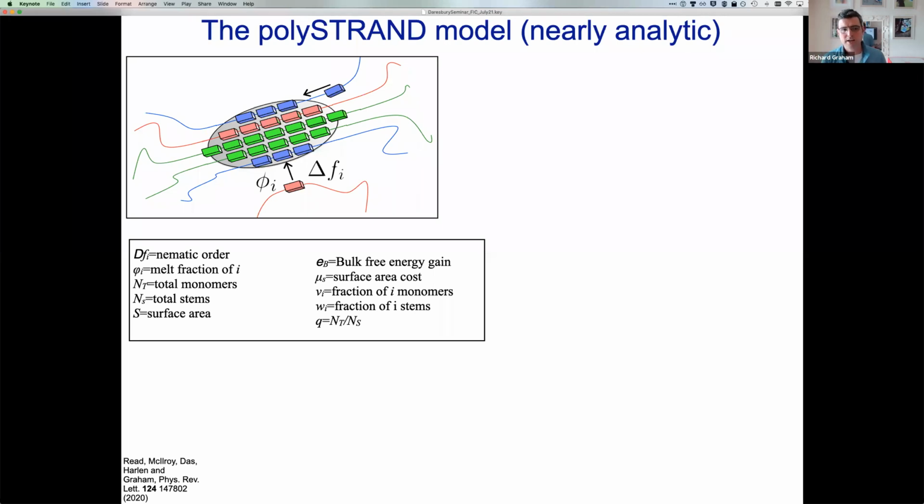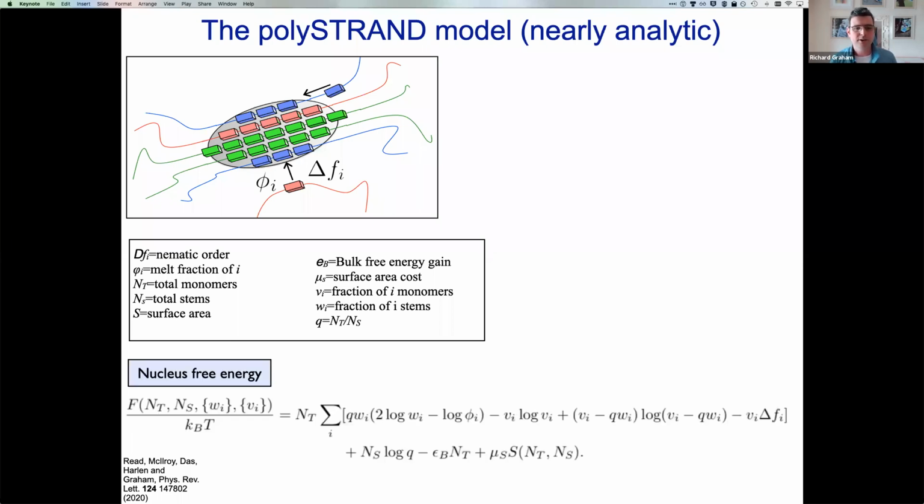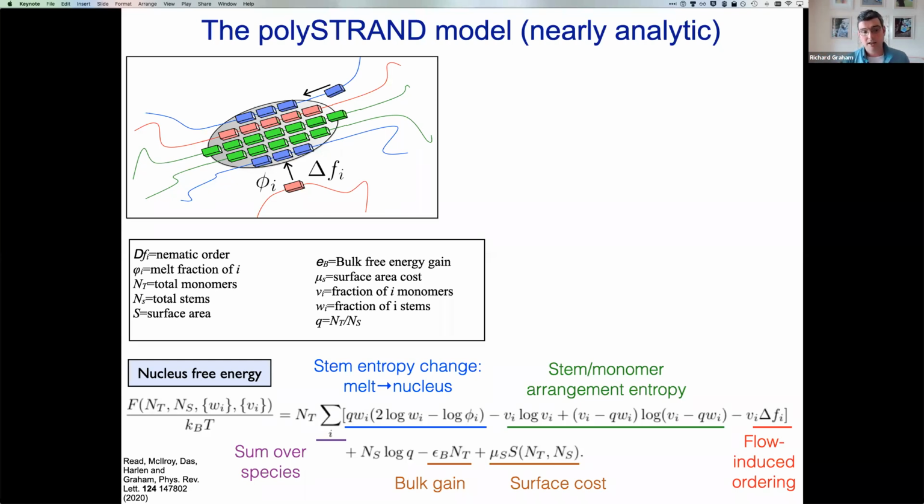So we set up a few variables. I'm not wanting you necessarily to understand the mathematics in detail, but just the flavor of how we set up this model. From these variables, we then wrote down a nucleus free energy, accounting for things like entropy change from the melt to the nucleus, and entropy within the nucleus, so different ways of arranging stems and monomers inside the nucleus. We've got a sum over the different species, so these are the different molecular weights. We've got a term that's this order parameter that we got from molecular dynamics. And then we've got some terms here that look like classical nucleation theory: a bulk gain and a surface cost.